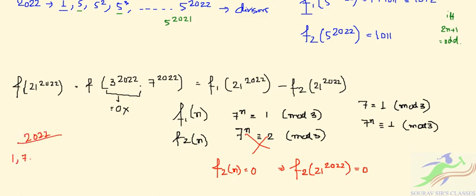And now what we have are the divisors of this; if you write them, the divisors will be 1, 7, 7 square, 7 cube, up to 7 to the power 2022. So total numbers, how many numbers will be there? It comes out as 1 plus 2022, so that is 2023. So the answer for f of 21 to the power 2022 will be 2023.